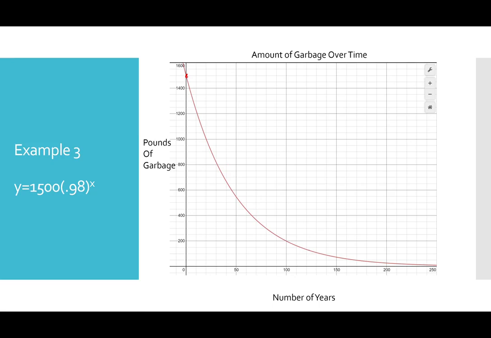But eventually it's going to get closer and closer. It's never going to touch it. So, after 250 years, you're basically at 0. Now, is this realistic? Probably not. But it's the idea that that would be an exponential model of the amount of garbage over time. All right, so it was decreasing, it was going down.